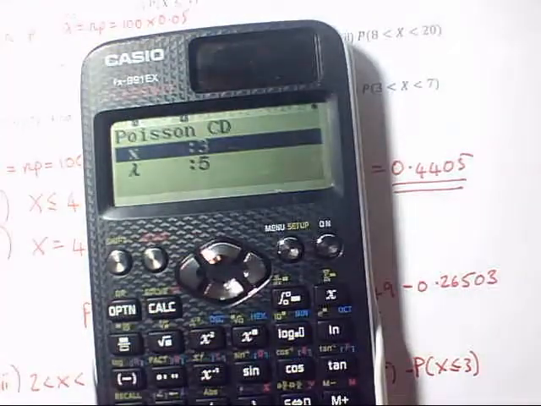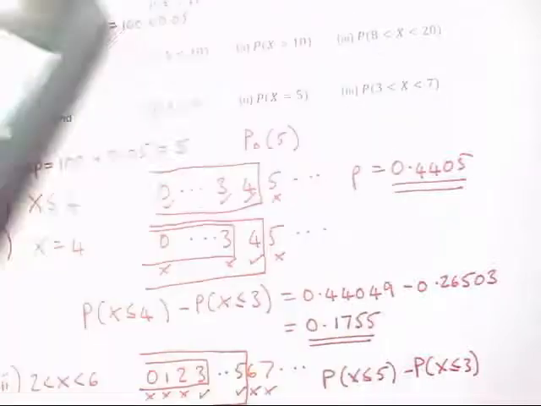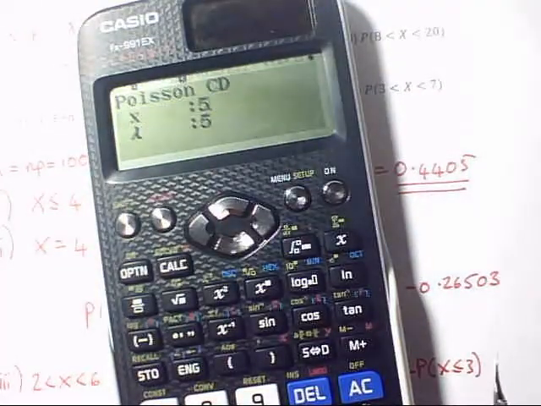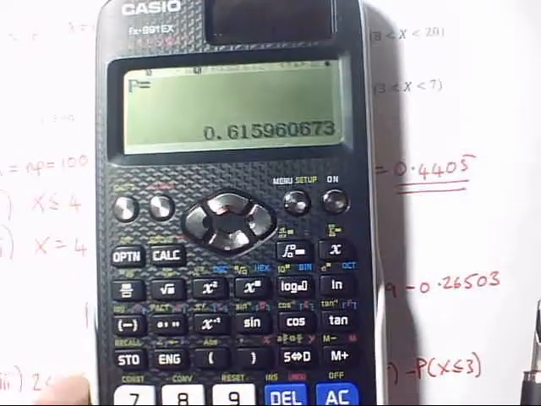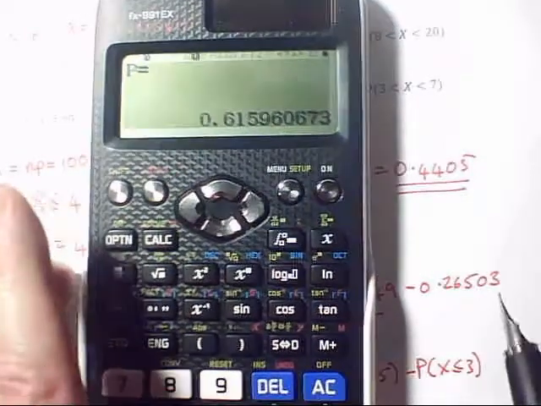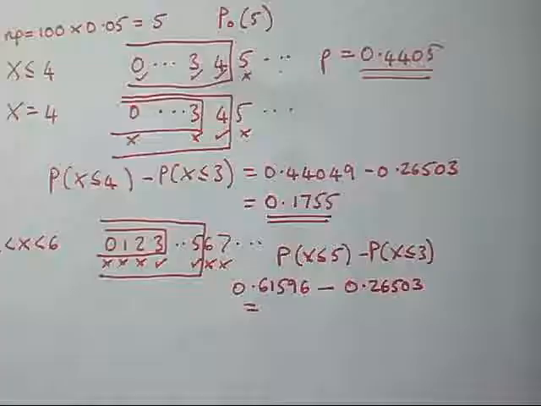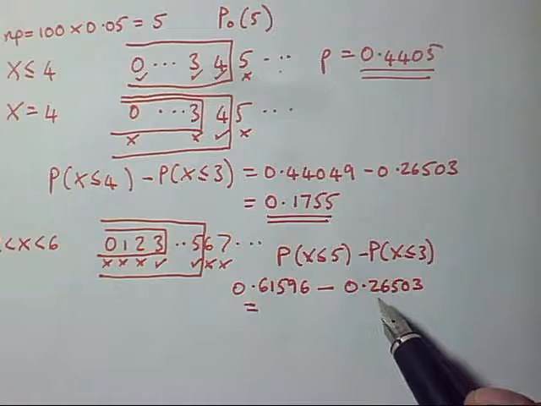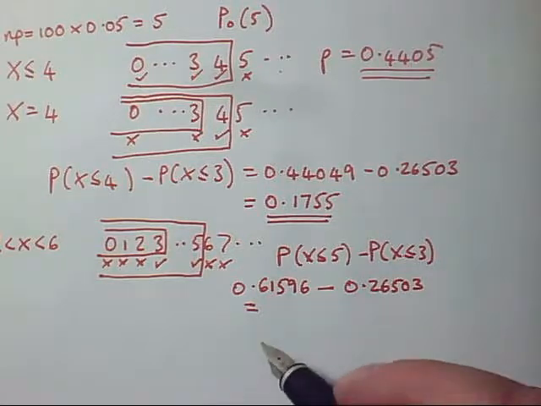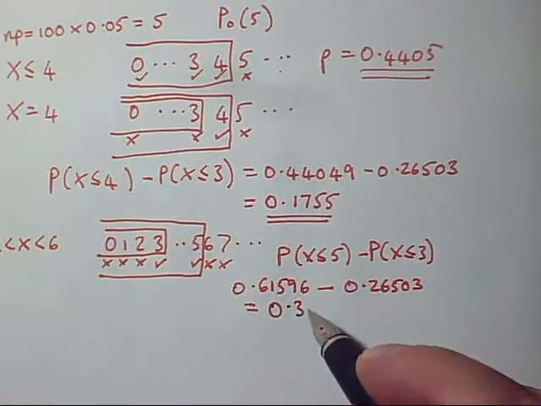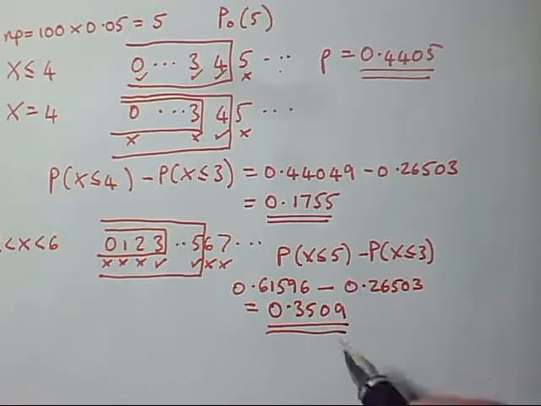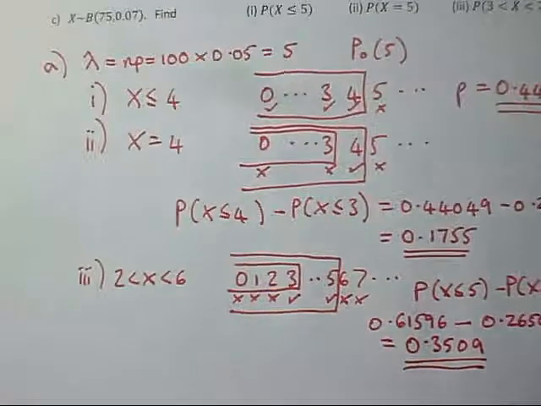The probability of being less than or equal to 3 is already done. That was the same one that I had here, so I can use that one. But the probability of x being less than or equal to 5 is 0.61596. So that's the probability of being less than or equal to 5, and that's the probability of being less than or equal to 3. I subtract those and I get 0.3509 to 4 significant figures. So we've done all of part A.